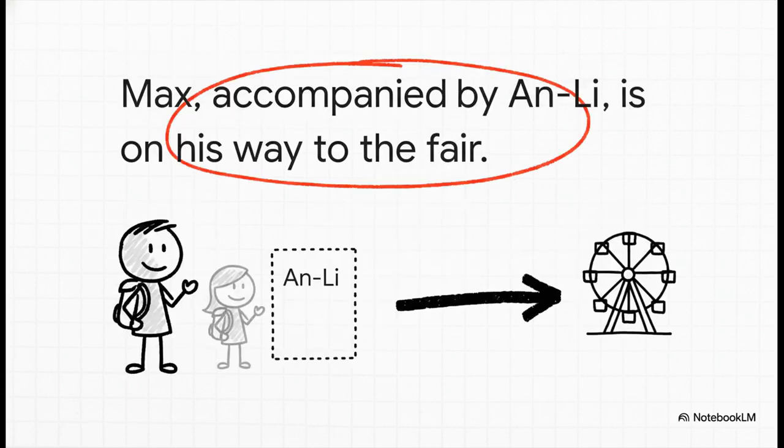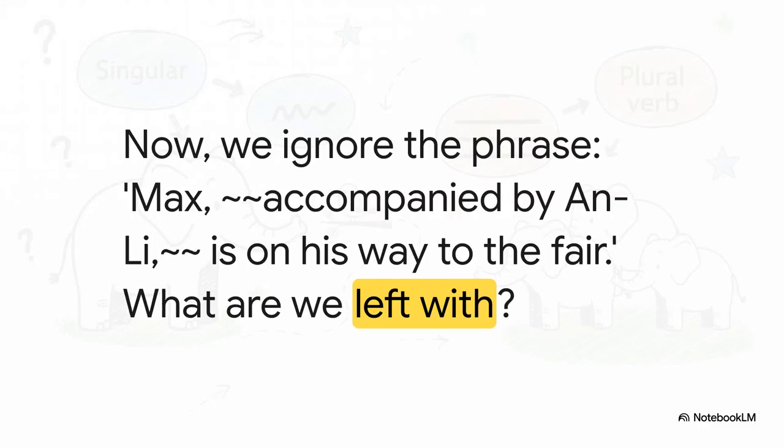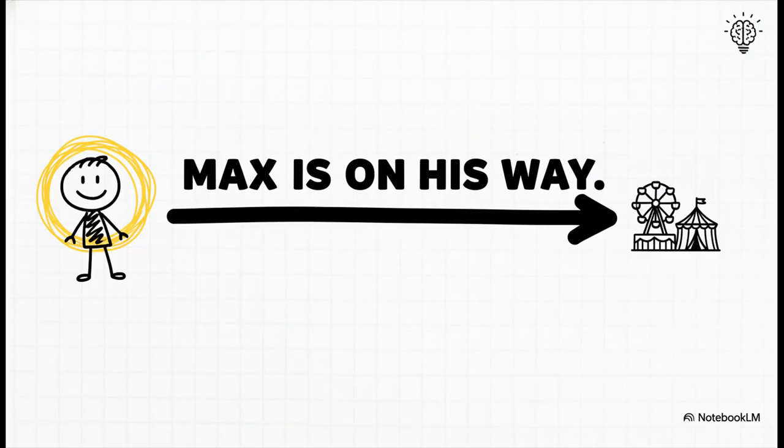Let's see this thing in action. Take this sentence. Max, accompanied by Ann Lee, is on his way to the fair. Can you spot the intervener? It's that phrase right there in the middle, accompanied by Ann Lee. Okay, so now we use our secret weapon. We're just gonna mentally cross out accompanied by Ann Lee. Poof, it's gone. Now what are you left with? The core sentence is just Max is on his way. And now the correct verb is totally obvious, right? Max is one person, so the singular verb is correct. All that confusion just melts away.